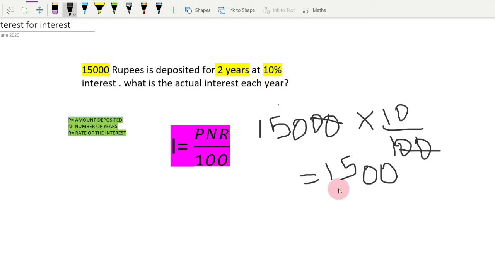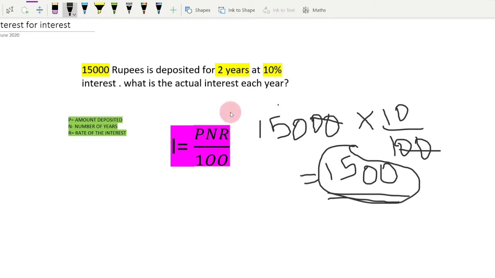They have to pay 1,500 rupees in the next year also. So for 2 years they have to pay 1,500 rupees each year, so 1,500 rupees into 2. So in the equation I is equal to PNR by 100, that is a fixed amount to be paid on an amount.